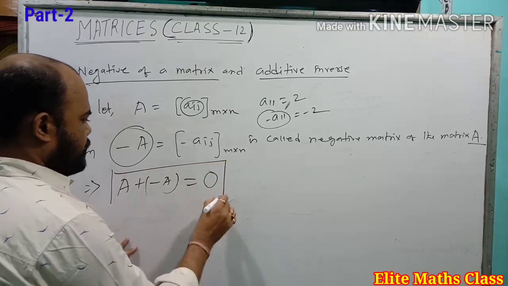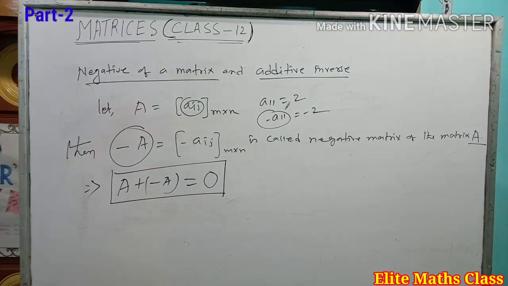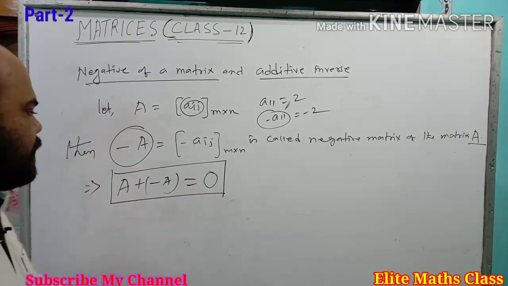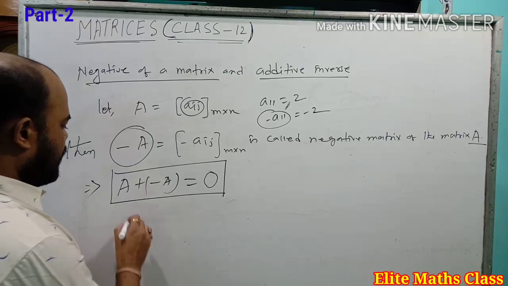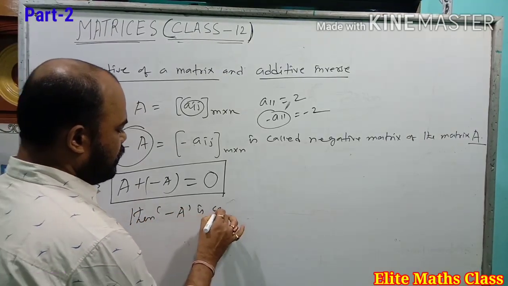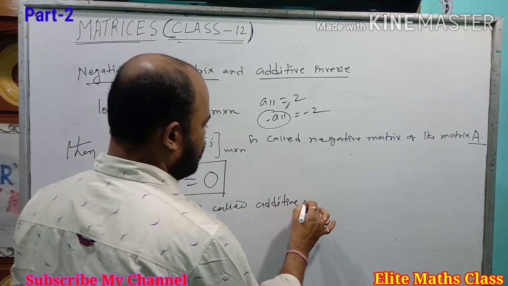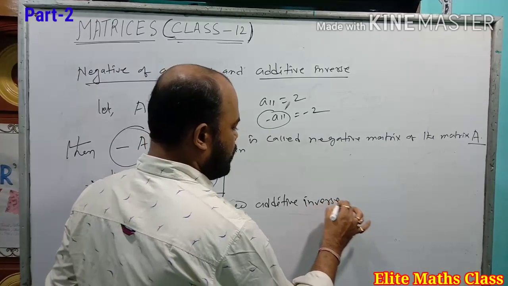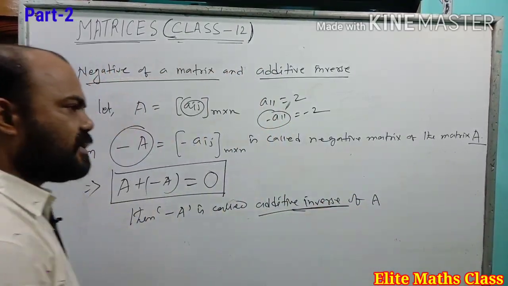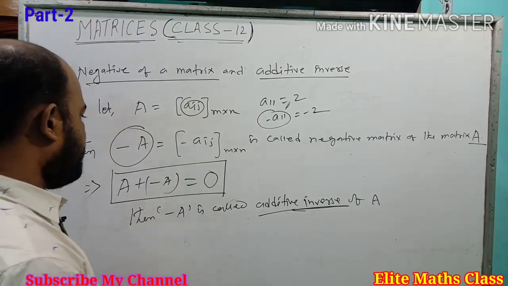If this happens, and this is a trivial truth case, that every time A plus minus of A will be the 0 matrix, then minus of A is called the additive inverse of the matrix A. This is called the additive inverse. In the next part we will see another type of inverse, which is called the multiplicative inverse.